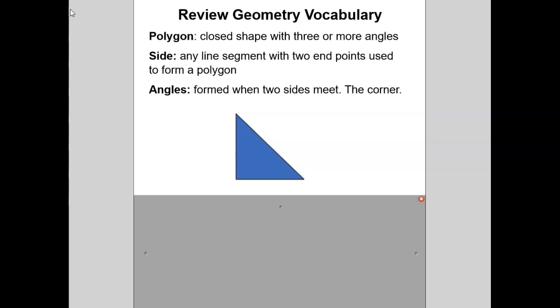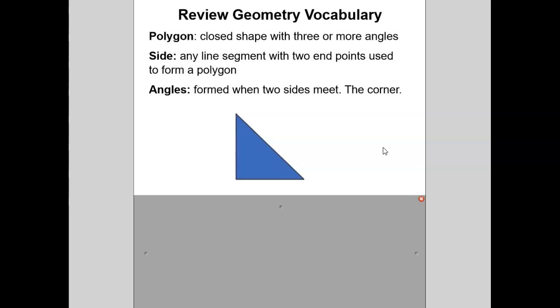Well, third graders, let's begin by reviewing the wonderful geometry vocabulary you learned during our first 4 lessons. You know that a polygon is any closed shape with 3 or more angles. You know that a side is a line segment with 2 endpoints used to form a polygon. And you know the angles are formed when 2 sides meet or come together, the corner. Today we're going to learn about a very special type of angle.